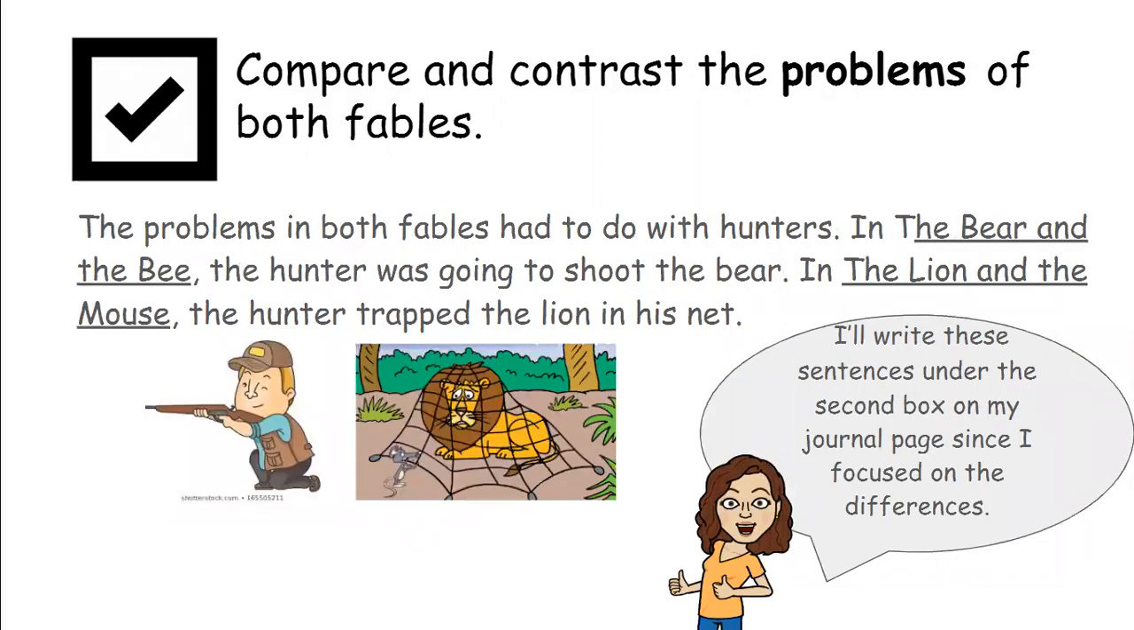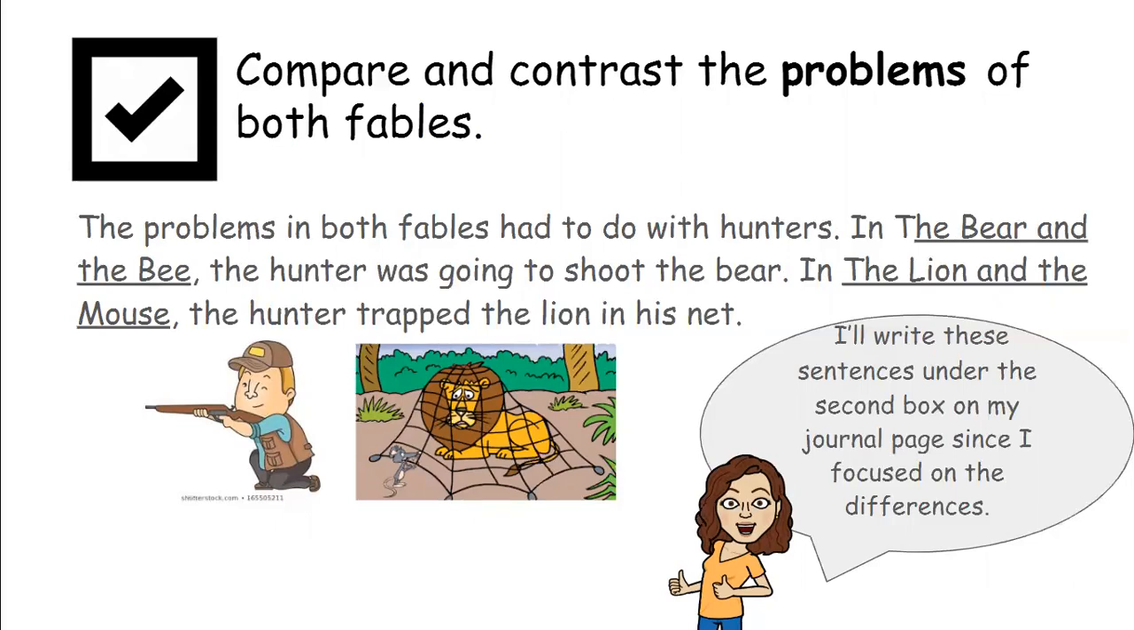My next step is to write about the problems of both fables. Now, I saw similarities and differences here. So I might say in my top box that the problems in both fables had to do with hunters. Then I might move down to my bottom box to focus on the differences. Or I could just focus on the differences and write those in the second box on my page.